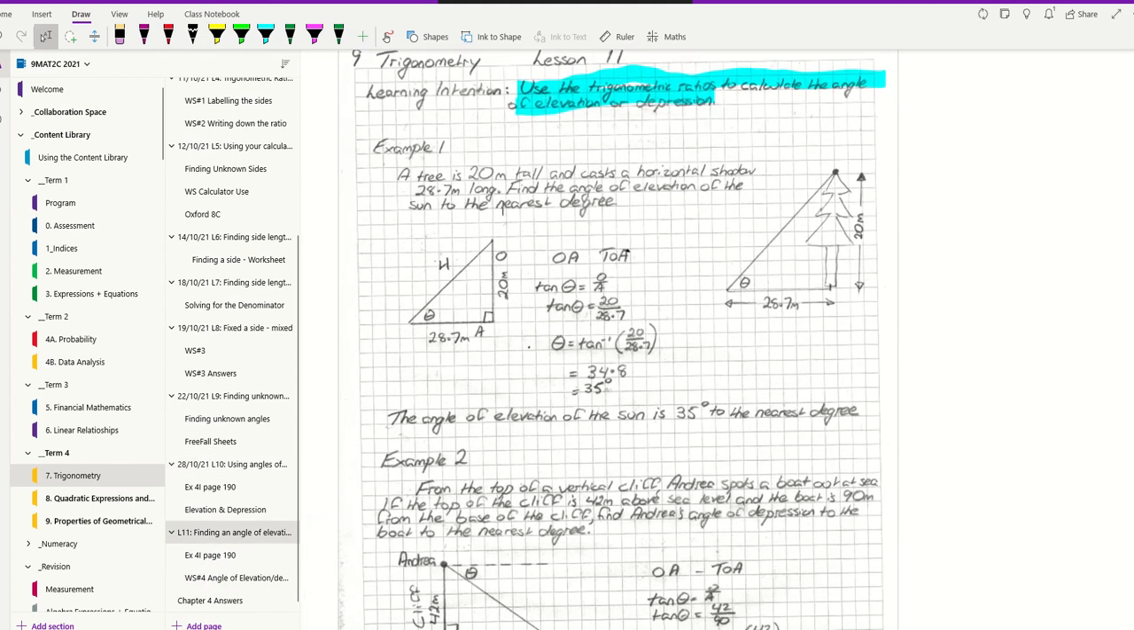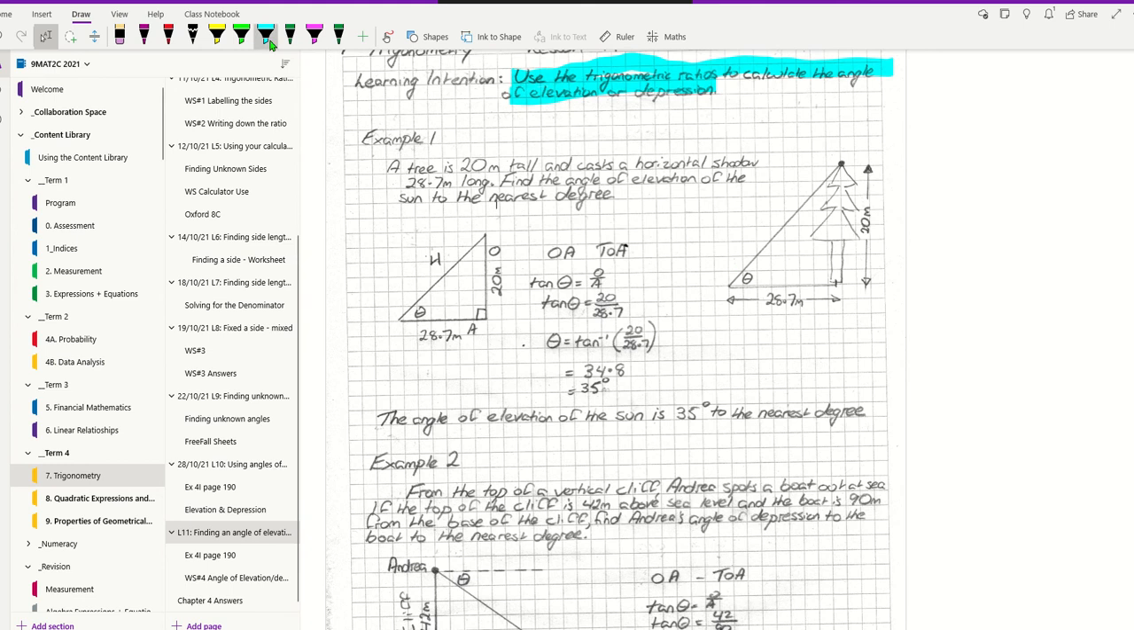And I've just got a couple of examples here. A tree is 20 meters tall. Here's our tree, 20 meters tall, and it casts a horizontal shadow 28.7 meters long. Find the angle of elevation of the sun to the nearest degree. So we've obviously got the sun up here shining away, and the angle of the shadow is the angle to the sun. So we need to find the angle of elevation of the sun to the nearest degree. Angle of elevation we are putting in here. There's our angle of elevation.